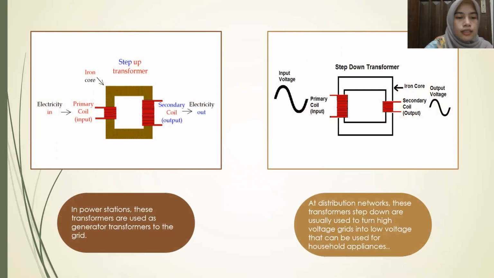And then the next, in power station, there's a transformer used as generator transformer to the grid. At the distribution network, these step down transformers are usually used to turn high voltage grid into low voltage that can be used for household appliances.